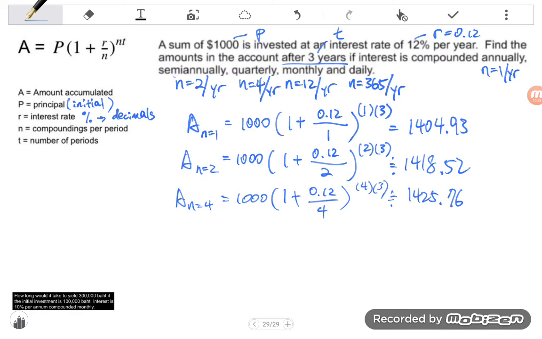Because we're getting paid interest a lot more. We're getting paid interest 4 times in a year. So I encourage you guys to continue with this, and you will see that the more times we get interest, the more money we will have after 3 years. And that makes sense, of course.